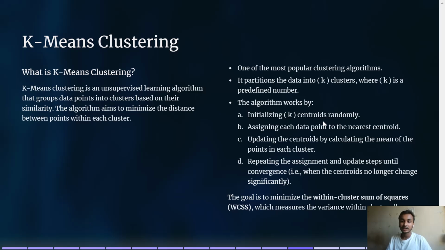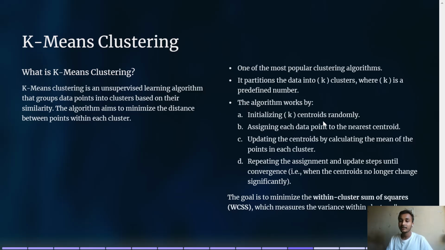So the algorithm works by first we initialize k centroids randomly. K can be an integer 2, 3, 4, and then assigning each data point to the nearest centroid. We calculate it by Euclidean distance formula such that if we assume k equal to 2 and two centroids are 3 and 6 and data point is 1. So 1 is more close to 3, so it will be assigned to the cluster which has centroid 3.